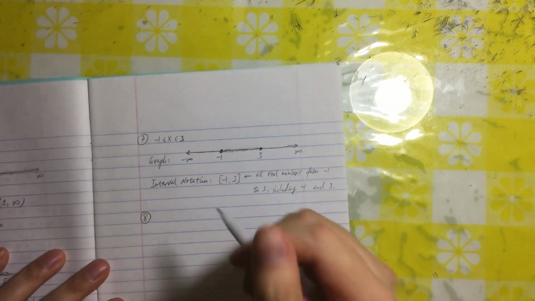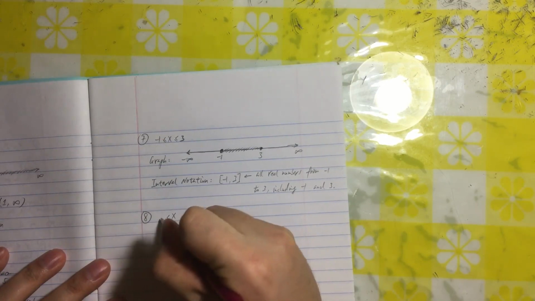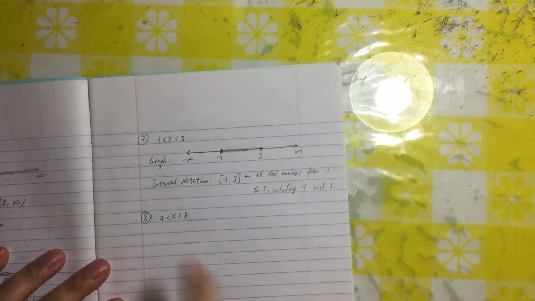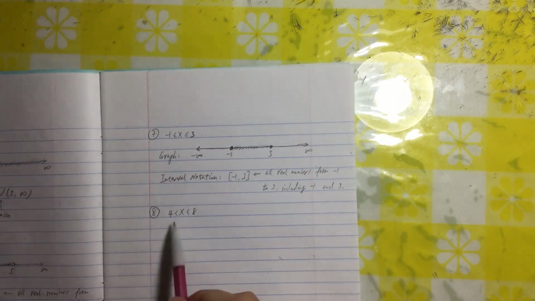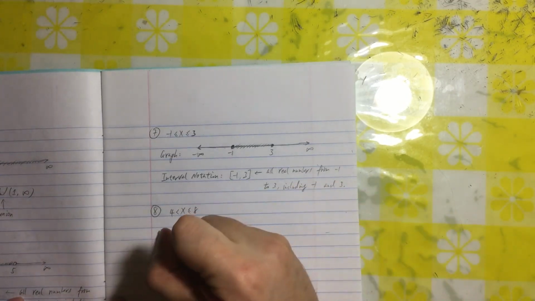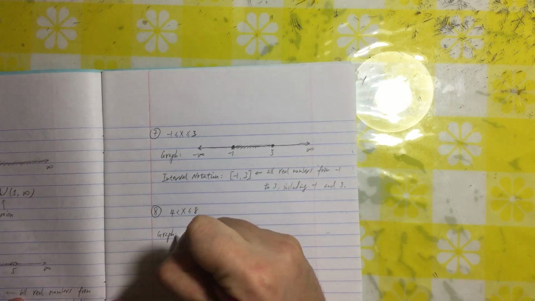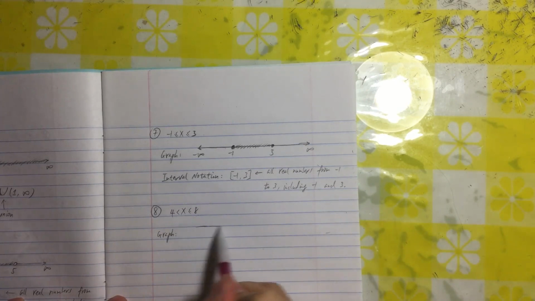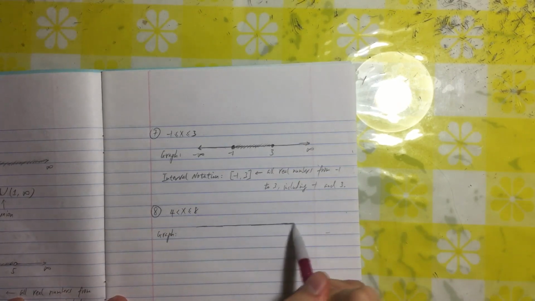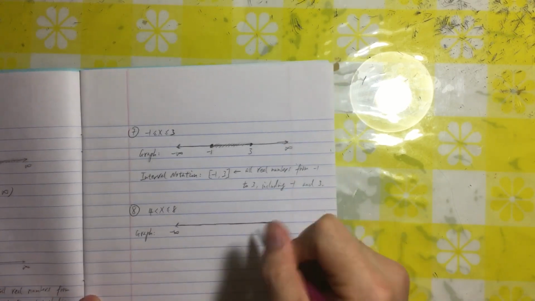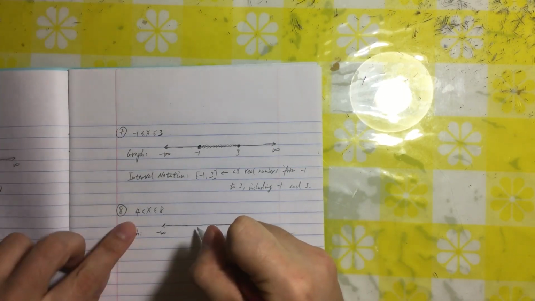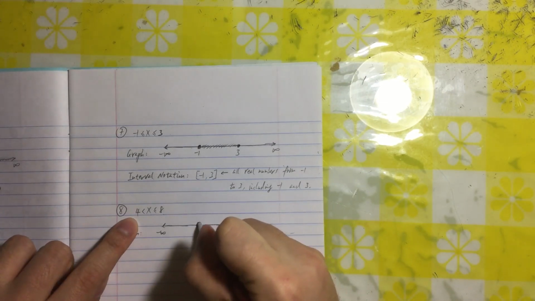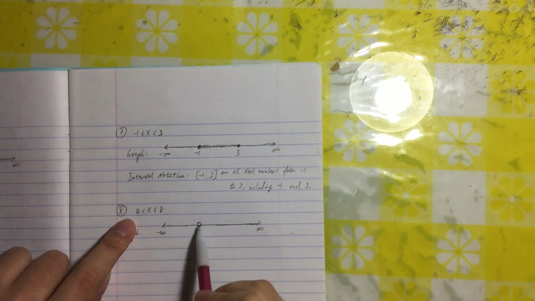Next example. X is between 4 and 8, including 8, but not 4. How does the graph look like? Let's draw a number line first. Number line is always from -infinity to infinity. Number 4 is somewhere on the number line. And since number 4 is not included, draw an open circle.